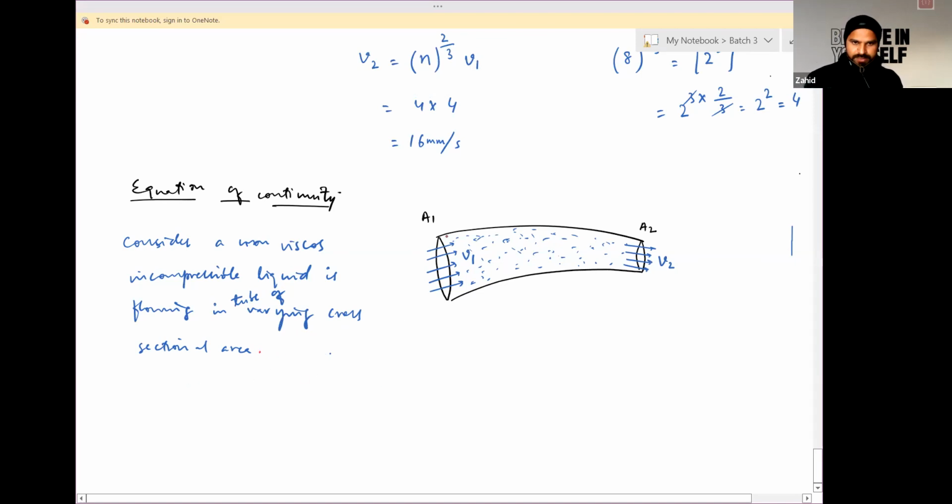So let's say at the first part, mass of liquid entering per unit time equals mass, which equals density into volume. So we can write density into volume divided by time.